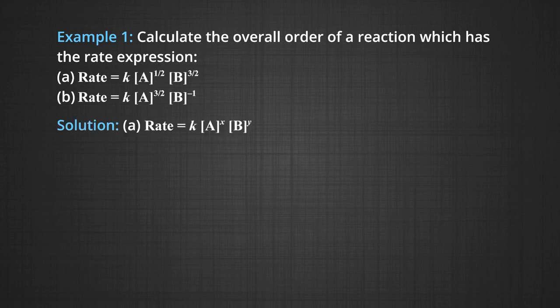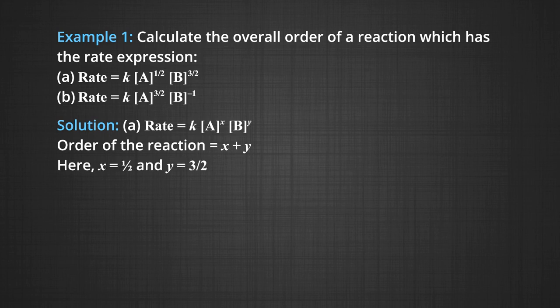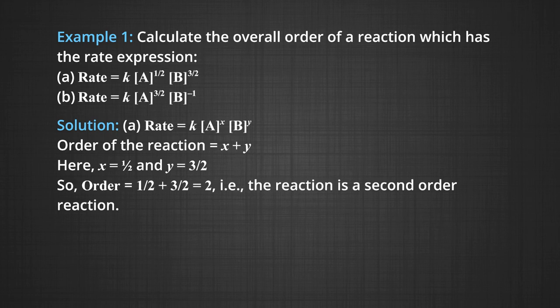Now, let me solve part A first. First of all, let us write the rate expression. Rate is equal to k, concentration of A raised to power x and concentration of B raised to power y. The order of the reaction is x plus y. So, here x is half and y is 3 by 2. So, let us add them. 1 by 2 plus 3 by 2 gives 2. That is, the reaction is a second order reaction.